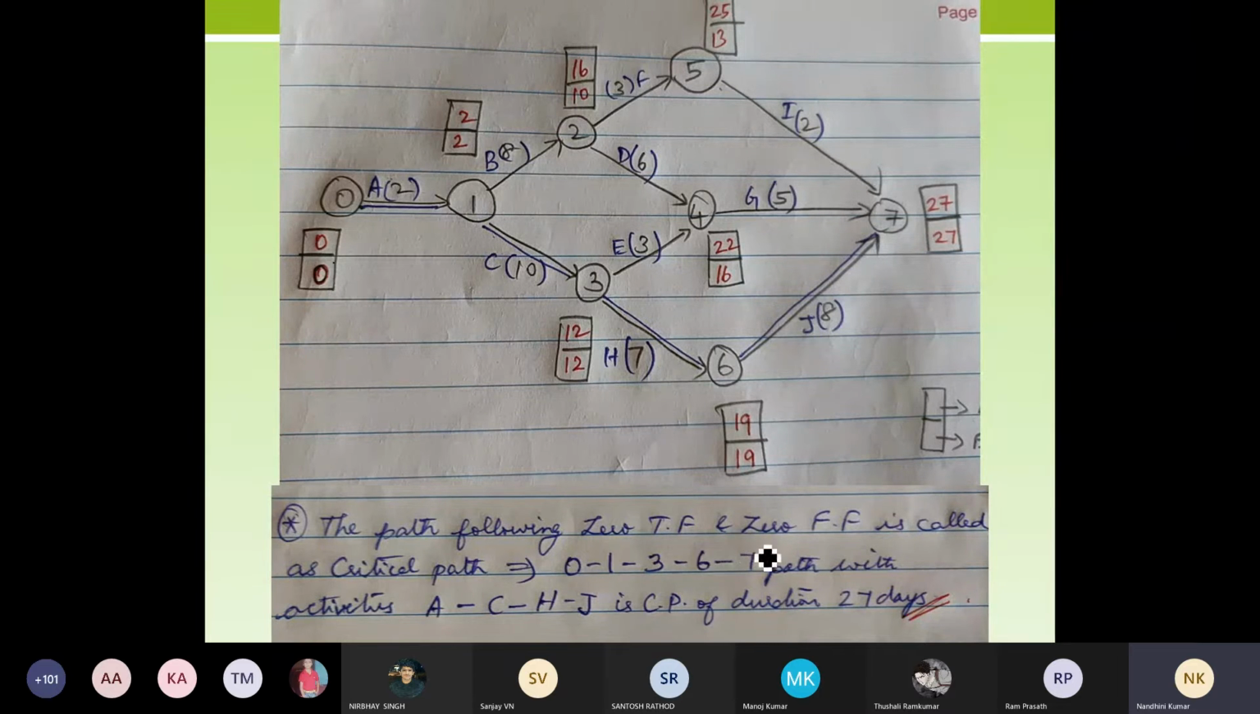So after this, again, I'm mentioning it. As it has been asked in the question, you have to determine the total float and free float. Out of my total float and free float, I am verifying that my critical path is following the 0 TF and 0 FF. So I should mention that there. The path following 0 TF and 0 FF is called the critical path, which follows the path 0 to 1 to 3 to 6 to 7. With the activities, I'm also naming the activities. So the activities are A, C, H, and J. This path I'm going to follow with a duration of 27 days. Not weeks, it is days. Okay. So a total of 27 days.